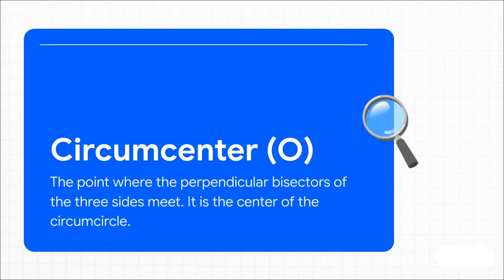Next, we have the circumcenter. Now for this one, we ignore the angles and focus on the sides. You find the exact midpoint of each side and then draw a line that's perpendicular, at a perfect 90-degree angle. Where those lines cross is the circumcenter. And remember how the incenter was equally distant from the sides? Well, the circumcenter is equally distant from the three corners, or vertices. This makes it the perfect center for a circle that goes around the triangle, hitting all 3 points.